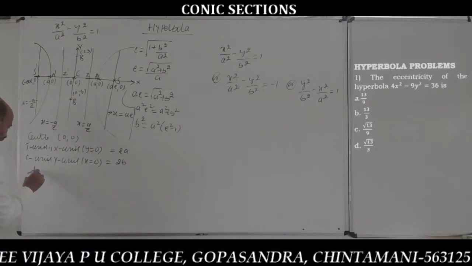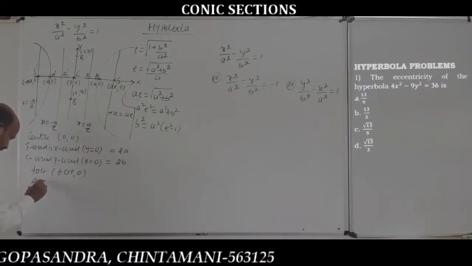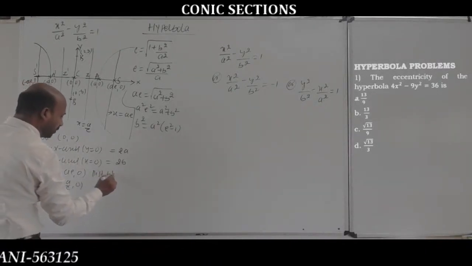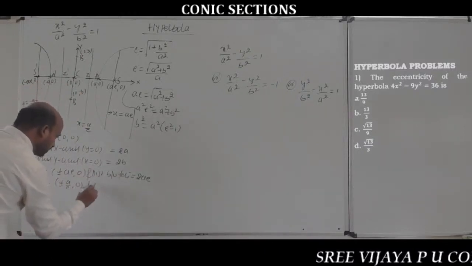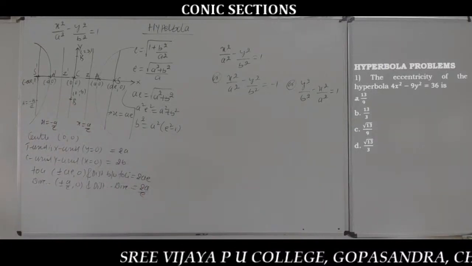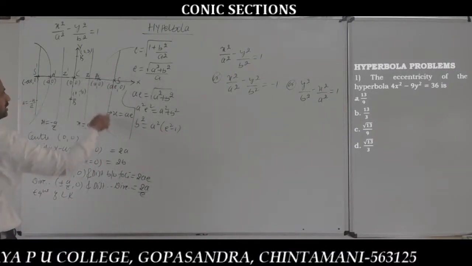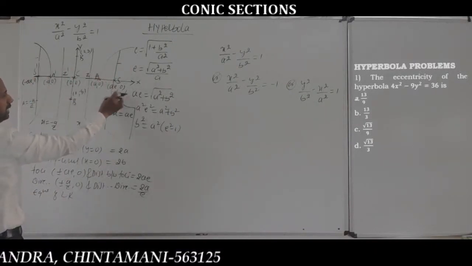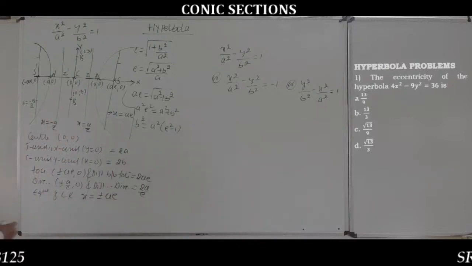Okay, and now the coordinates of the foci, same case, plus or minus a comma 0. Coordinates of directrices, plus or minus a by e comma 0, and the distance between the foci has no change, that is 2ae, and the distance between the directrices is equal to 2a by e. Then the equations of latus rectum. These are the latus rectum, latus rectum 1 and latus rectum 2. These two latus rectum pass through the foci ae comma 0 and minus ae comma 0. Equations of latus rectum: x is equal to plus or minus ae.